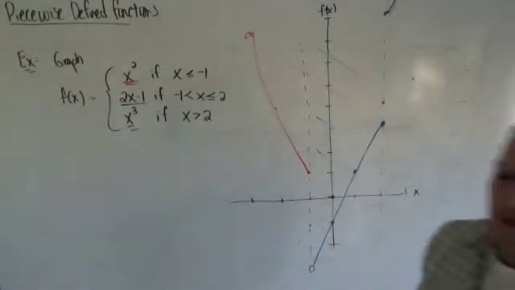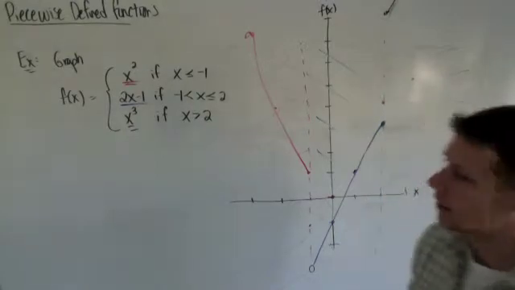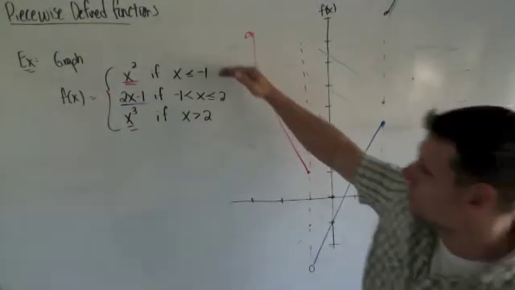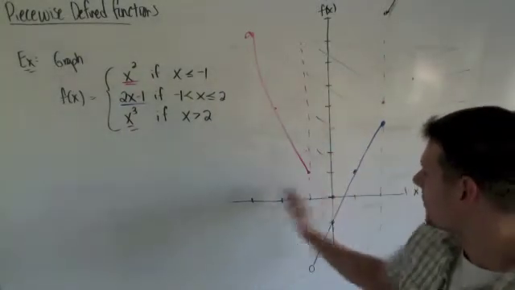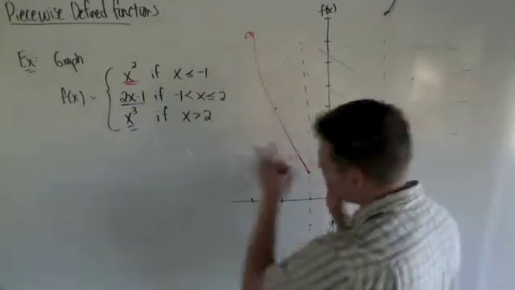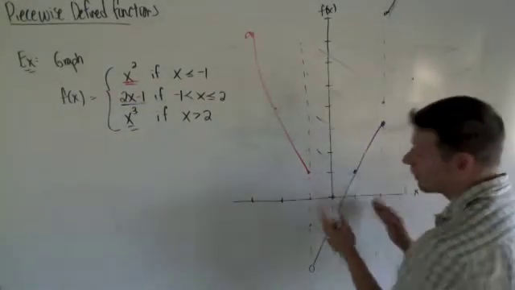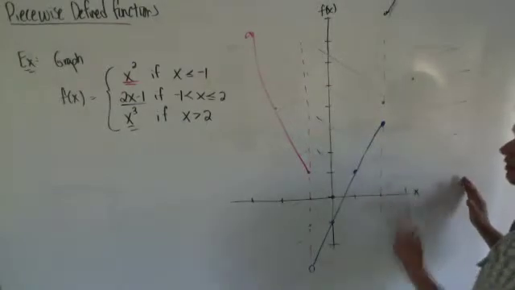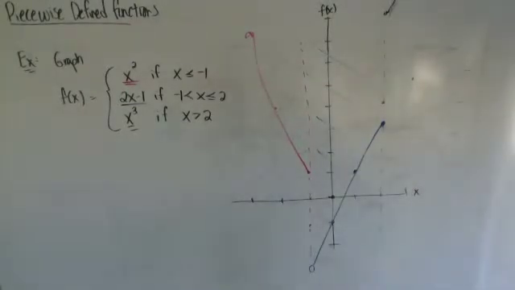So that's graphing a piecewise defined function, okay? We look at it in terms of pieces and use those pieces independently. So I graph x squared over here, and I'm graphing 2x minus 1 here, and I'm graphing x cubed over here, and putting them all together, right?